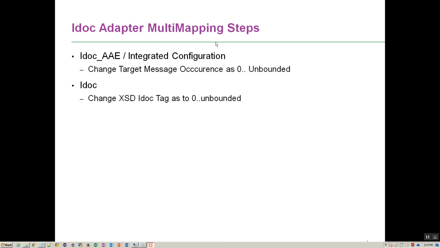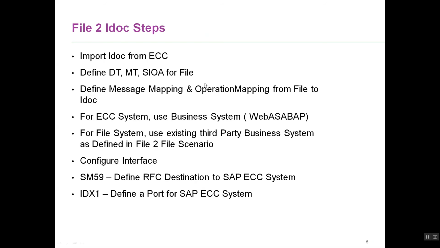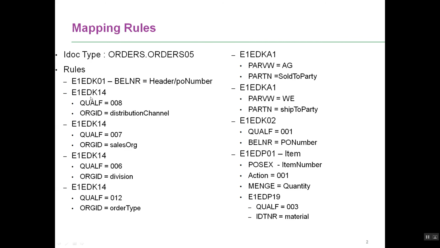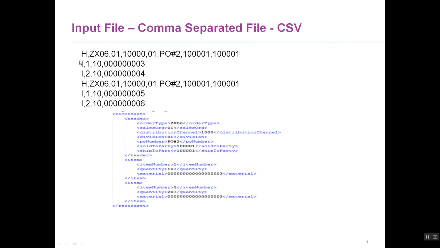In this case, a multi-mapping scenario is where you have one file containing multiple orders. If you look at this file that we were talking about, one file can contain multiple orders. So in the first scenario, in the file to IDOC scenario that we had built previously, the XML contained only one order. But what if your file has multiple orders like this, right?